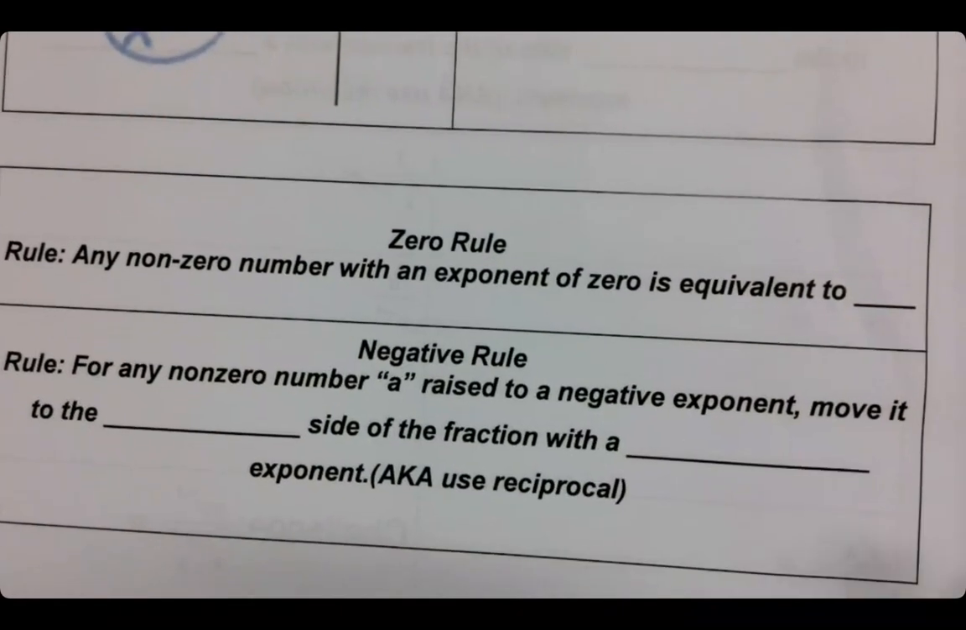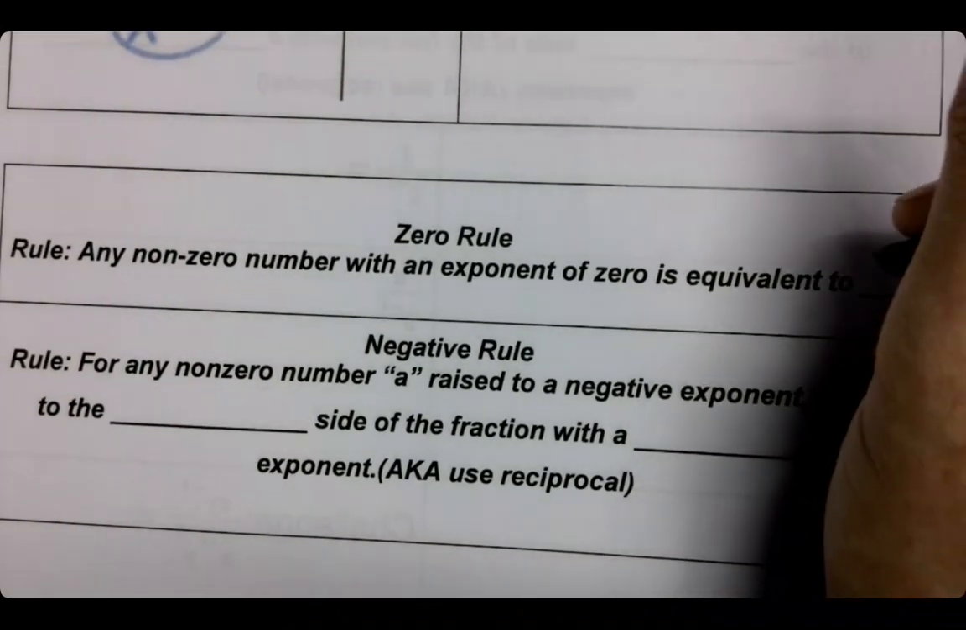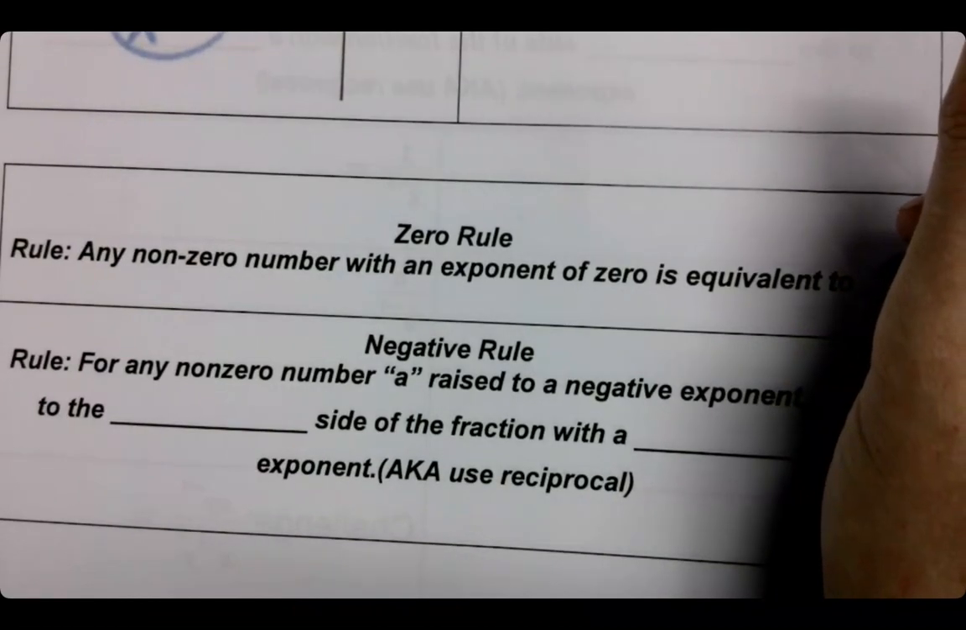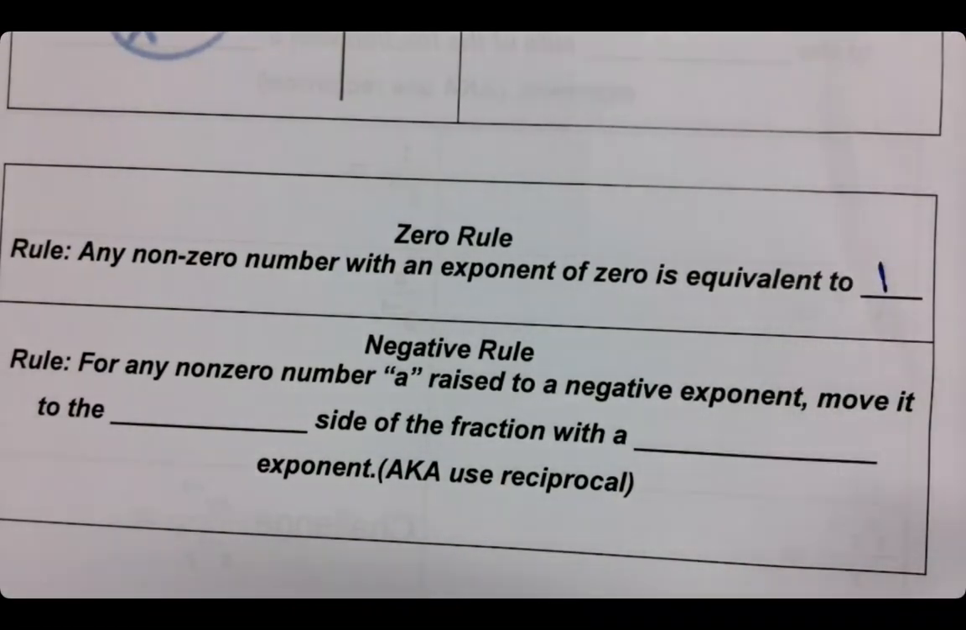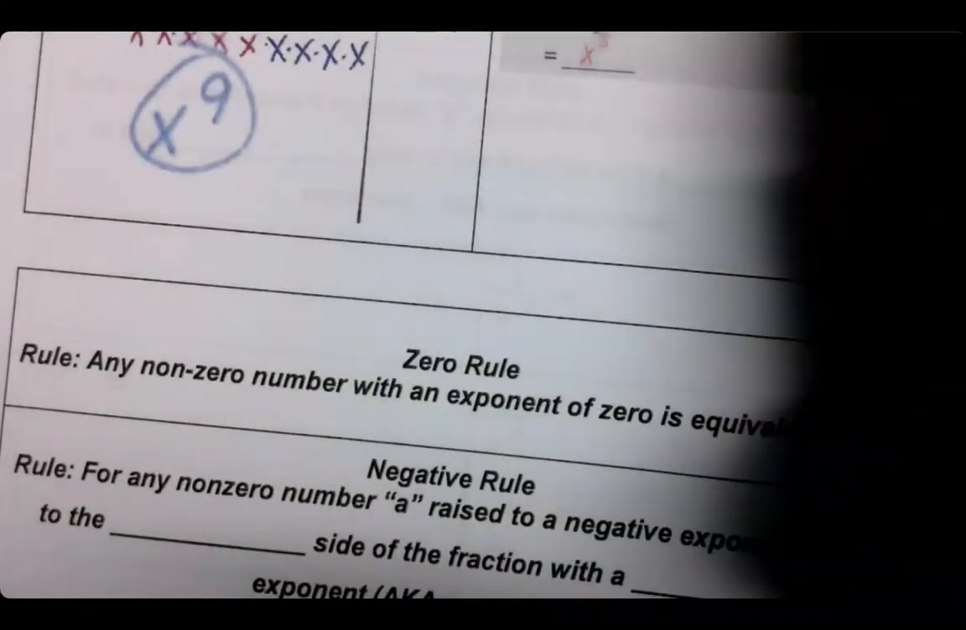So the zero rule: any non-zero number with an exponent of 0 is equivalent to 1. Okay? There we go. All right.